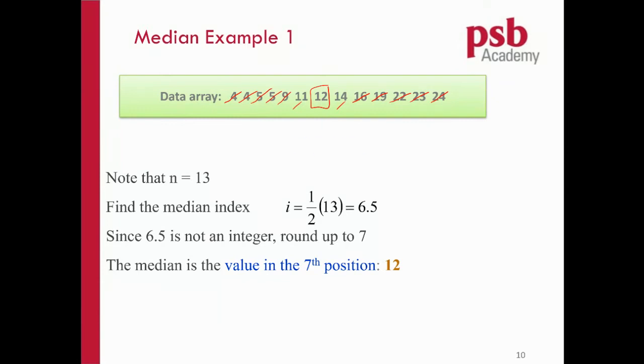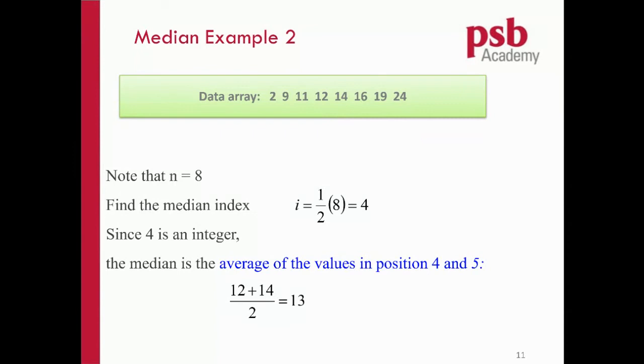This is one way. How about this? 1, 2, 3. 1, 2, 3. The middle is 2. Which is the middle? Right in the middle, so it has to be the average of these two numbers.